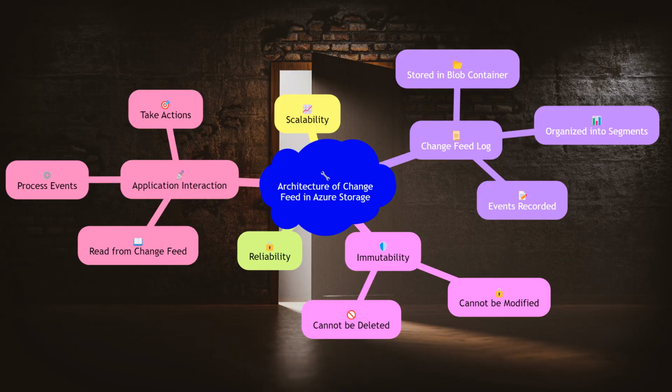The architecture of change feed in Azure Storage is designed to be highly scalable and reliable. It consists of a change feed log that is stored in a blob container within the storage account. Each change is recorded as an event in the log, and these events are organized into segments. The change feed is immutable, meaning once an event is written, it cannot be modified or deleted. This ensures the integrity and reliability of the change feed. Applications can read from the change feed to process the events and take appropriate actions.